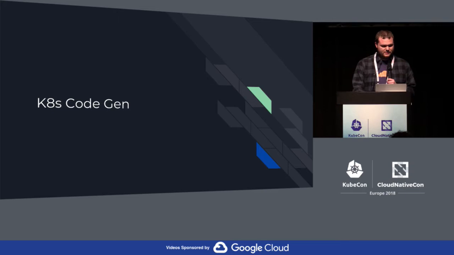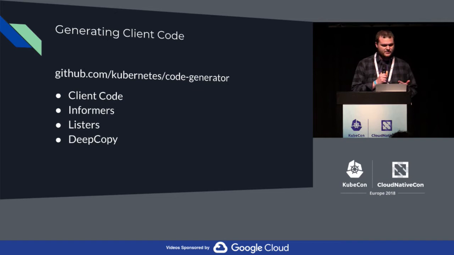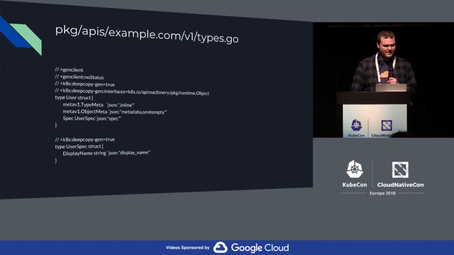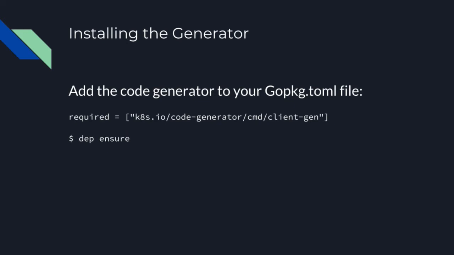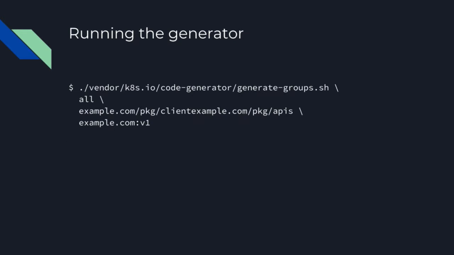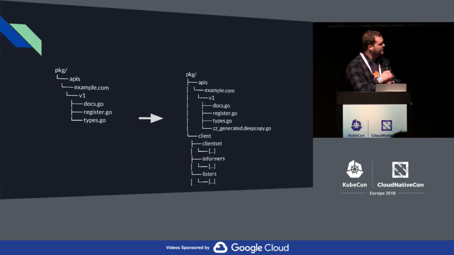For code generation, Kubernetes ships with a code gen tool that helps you build the client code, informers, listers, and automatic deep copying support so that you can easily change these objects without changing all representations of them. Here we have an example type, a user type, which embeds a user spec type. And we've added some comments in the Go code that tell the code generation tool how to generate the code. Then you can depend on the code gen tool in your favorite package manager for Go. And then there's a script that can set that all up and run it, and will generate the code for you. Pretty much, we take types, and that turns them into types and zz_generated deep copy.